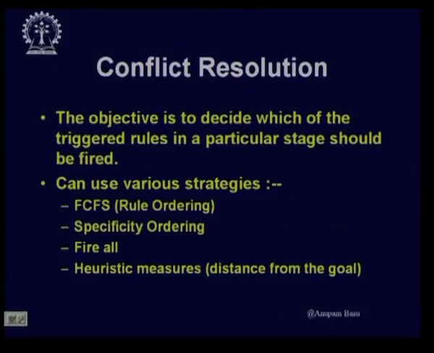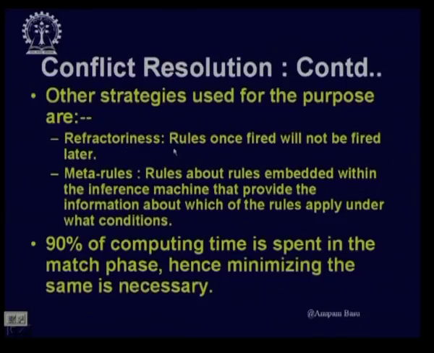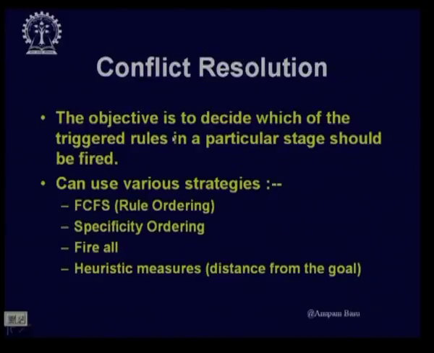So, today we can see that the conflict resolution strategy, its objective is to decide which of the triggered rules in a particular stage should be fired. We can use different strategies like first come first served, rule ordering, specificity ordering, etc. Now, let us say what is meant by the first come first served strategy. Let me try to elucidate this point.